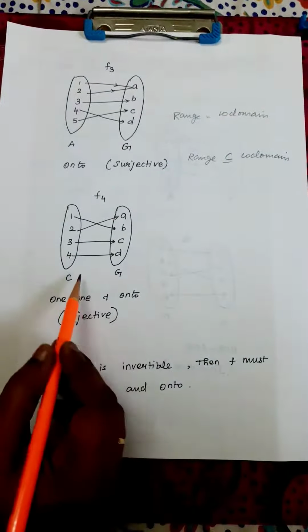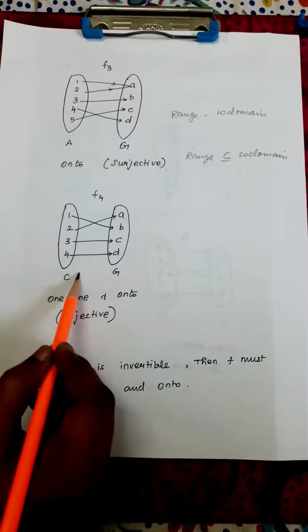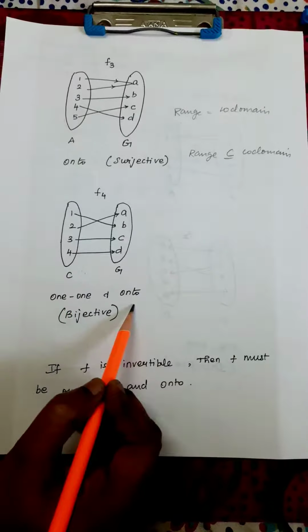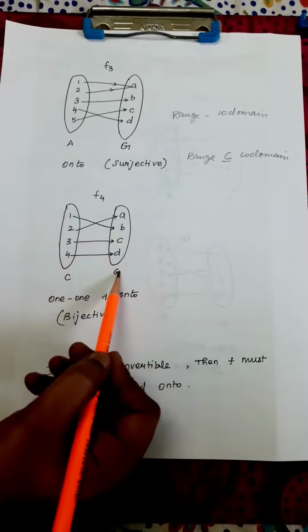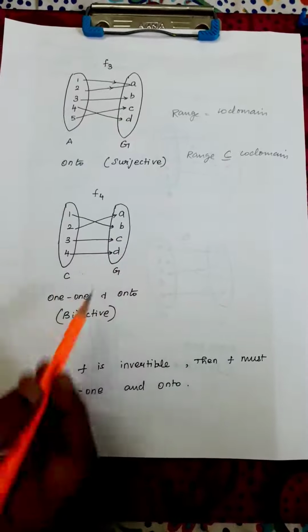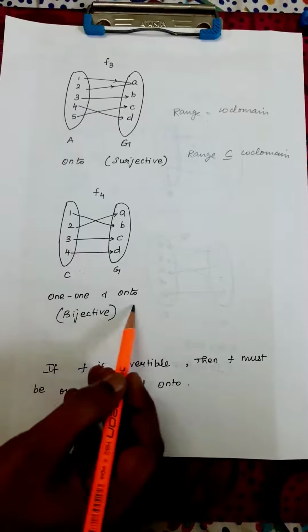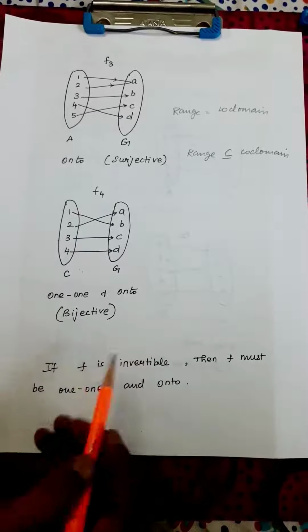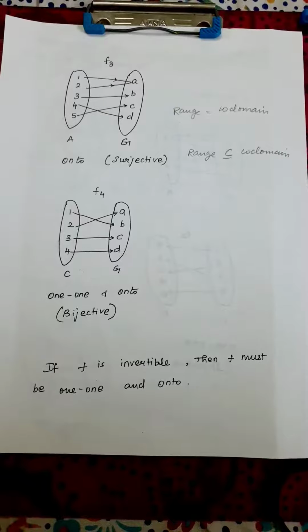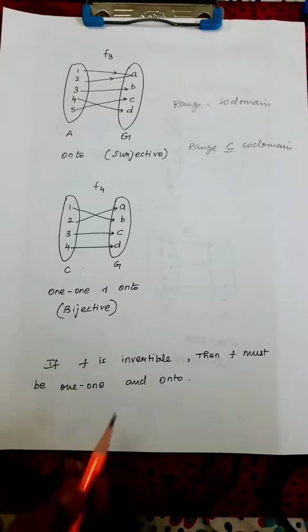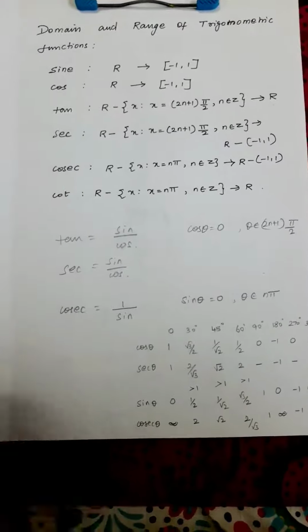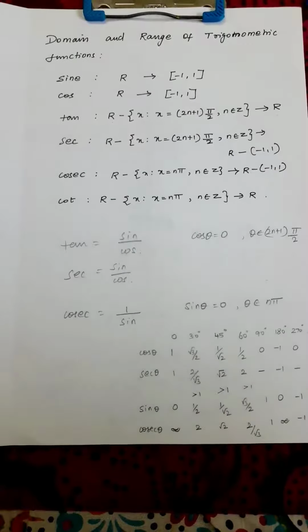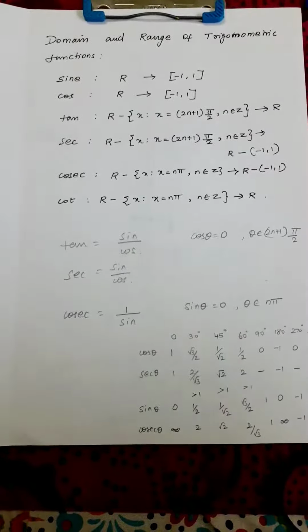Now see function 4. This function is both one-to-one and onto. Here each and every element has an image and each and every element in the codomain has a pre-image. Hence it is one-to-one and onto. It is a bijective function. What is the condition for a function to be invertible? It must be both one-to-one and onto. So now you know the types of function, domain, range, codomain, everything.